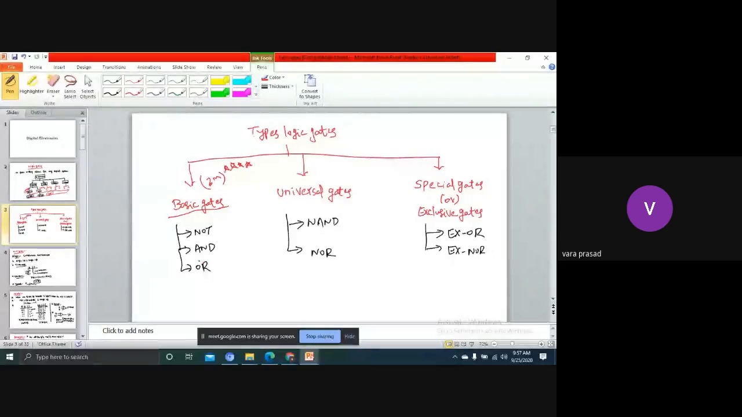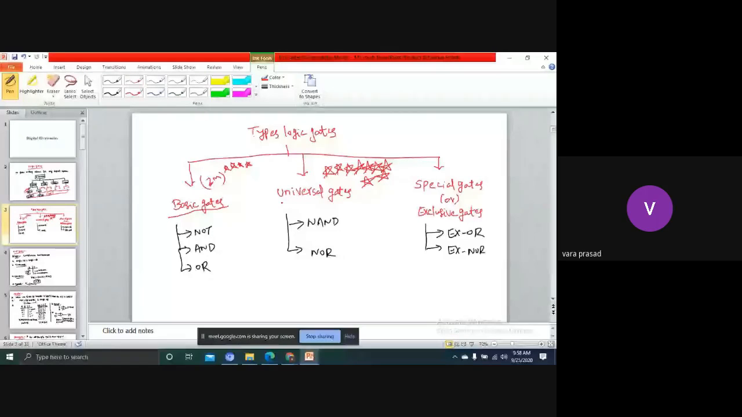Please keep in mind, these three gates, NOT gate, AND gate, OR gate, are the basic gates. Basic gates are three types. They can ask about universal gates. This is very important. Universal gates are NAND and NOR. These two gates are universal gates. First of all, why can we call them universal gates? That we will discuss later.